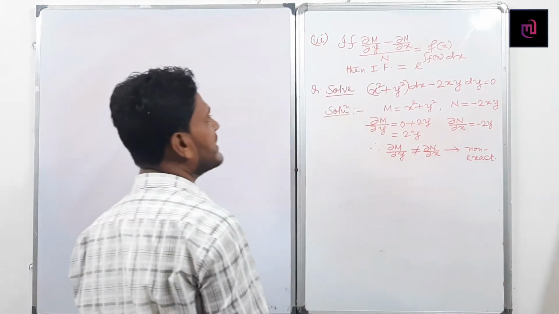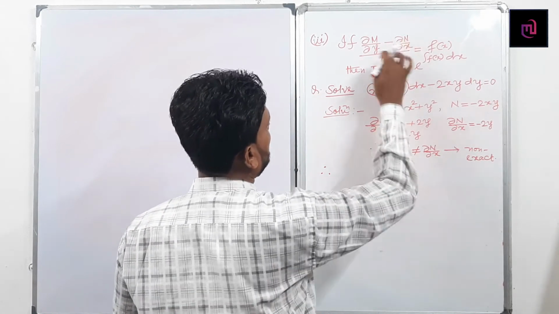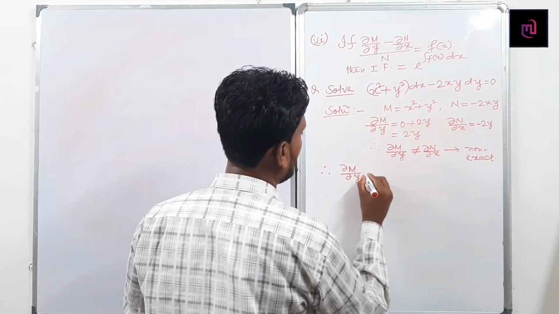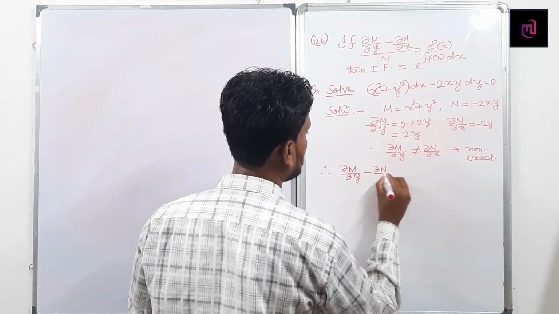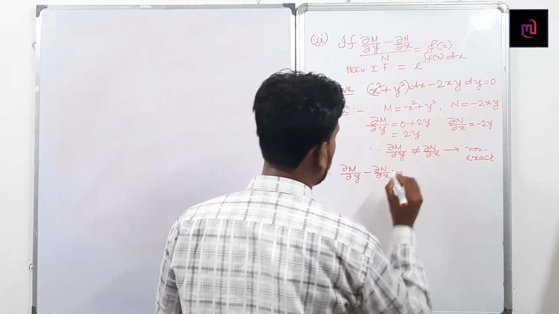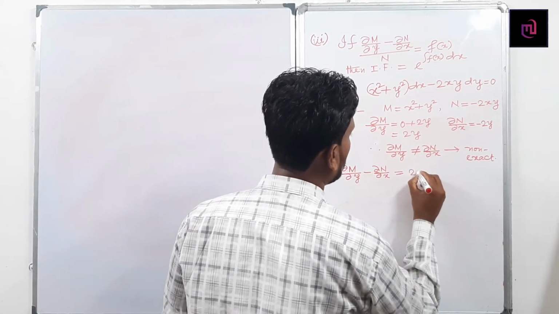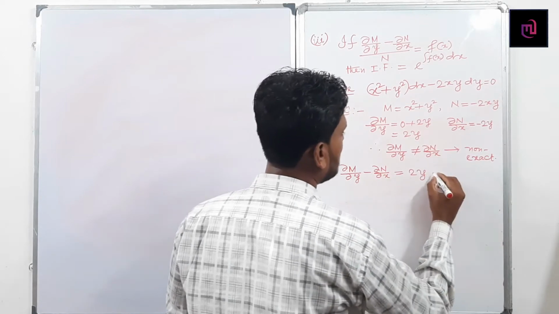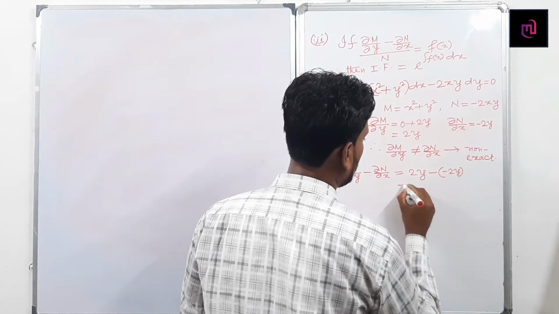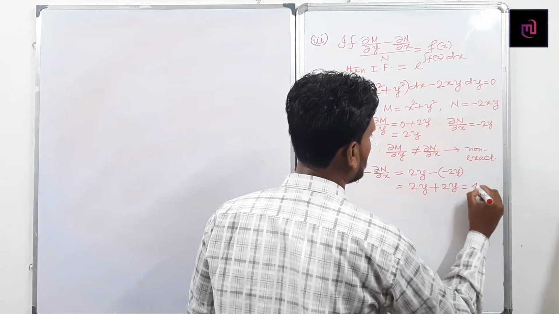So you have to find the integrating factor. First of all, before finding the integrating factor we have to verify this part. Del M by del y minus del N by del x equals how much? Del M by del y becomes 2y, and del N by del x is minus 2y, so minus of minus 2y. So finally you can write 2y plus 2y, so it becomes 4y.